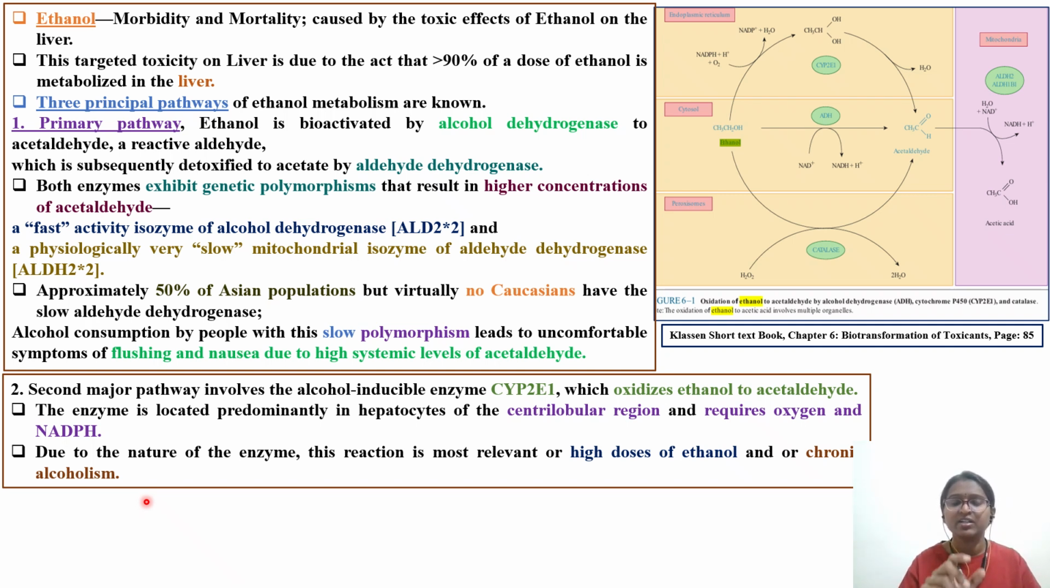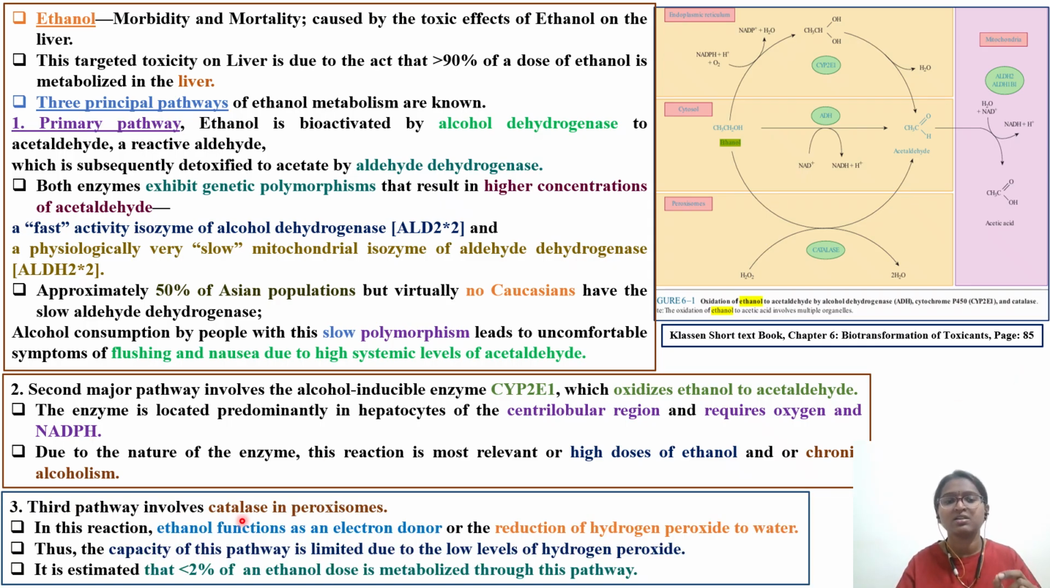Some part will take place by the secondary pathway, and the third pathway is the catalase pathway. The third path involves catalase, which is taking place in the peroxisome. So there are three different locations. One is taking place in cytosol, the second one is taking place in mitochondria, and the last, tertiary pathway is taking place in peroxisome. So how much? A very small percentage.